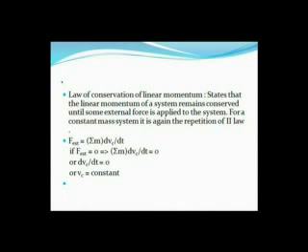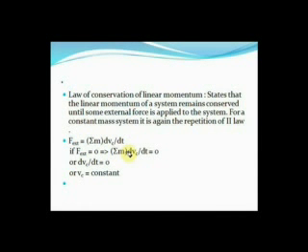Now we will see how the law of conservation of linear momentum is consistent with Newton's second law. This law states that the linear momentum of a system remains conserved until some external force is applied to the system. So we know that the linear momentum of a system, that is P system, is equal to sigma m into Vc, where sigma m is the total mass of the system and Vc is the velocity of its center of mass.